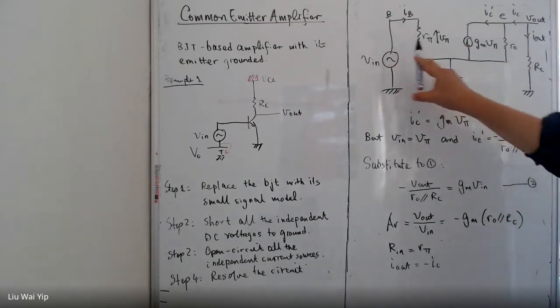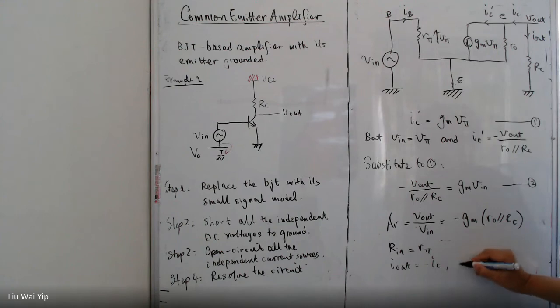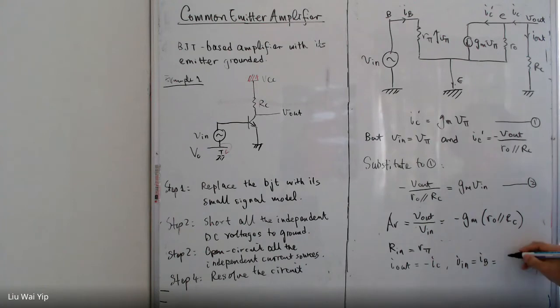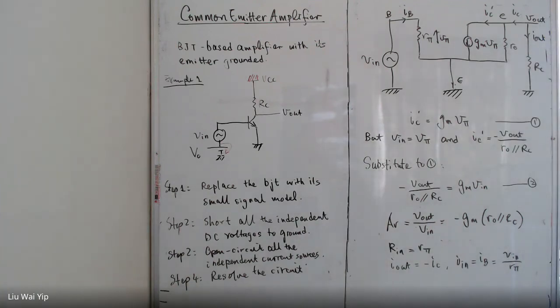And the input current, I in, is equal to IB. It is also equal to V in divided by R pi. So if you want to know the current gain, we can easily resolve the equation. We still have a little bit of space here.